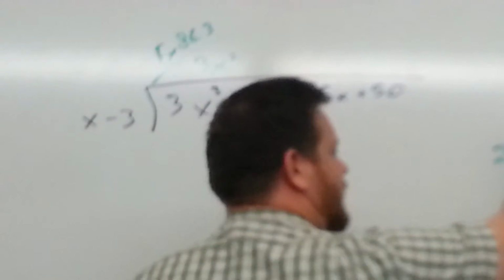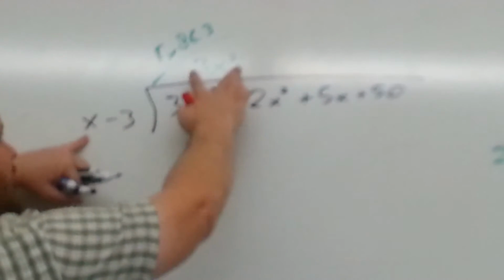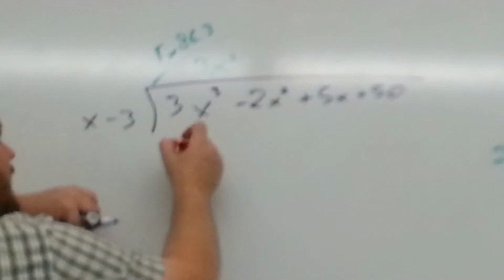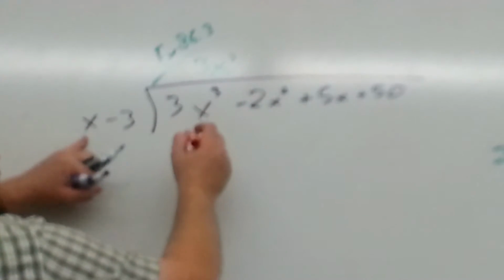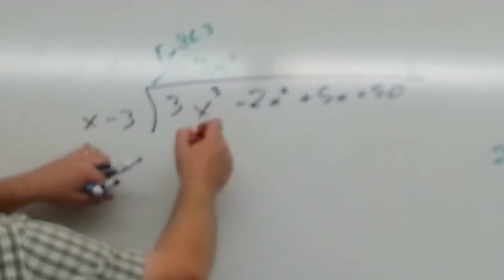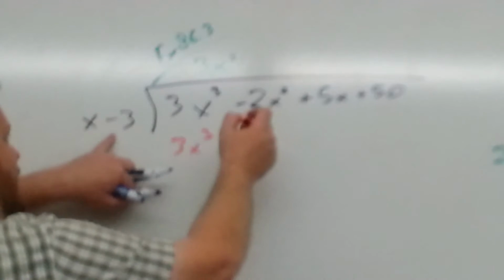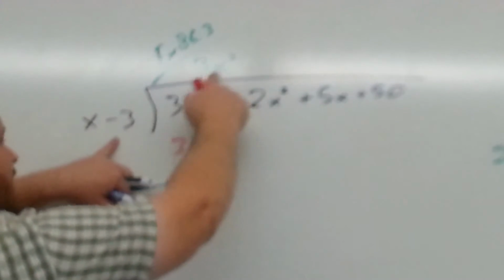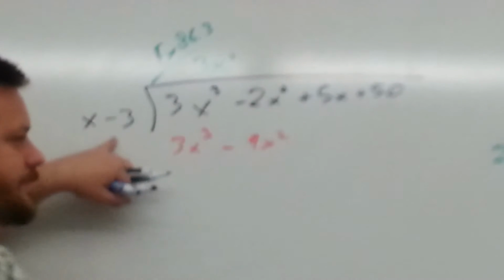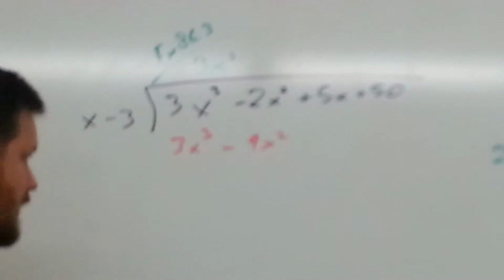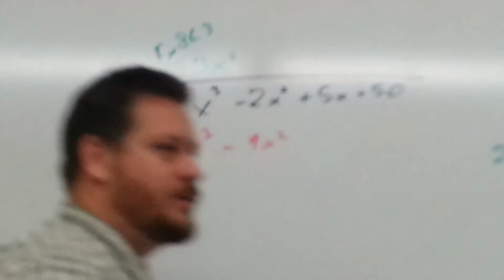3x squared times x is 3x cubed. But there's also minus 3, so we also do 3x squared times minus 3, so minus 9x squared. And now we're going to subtract.